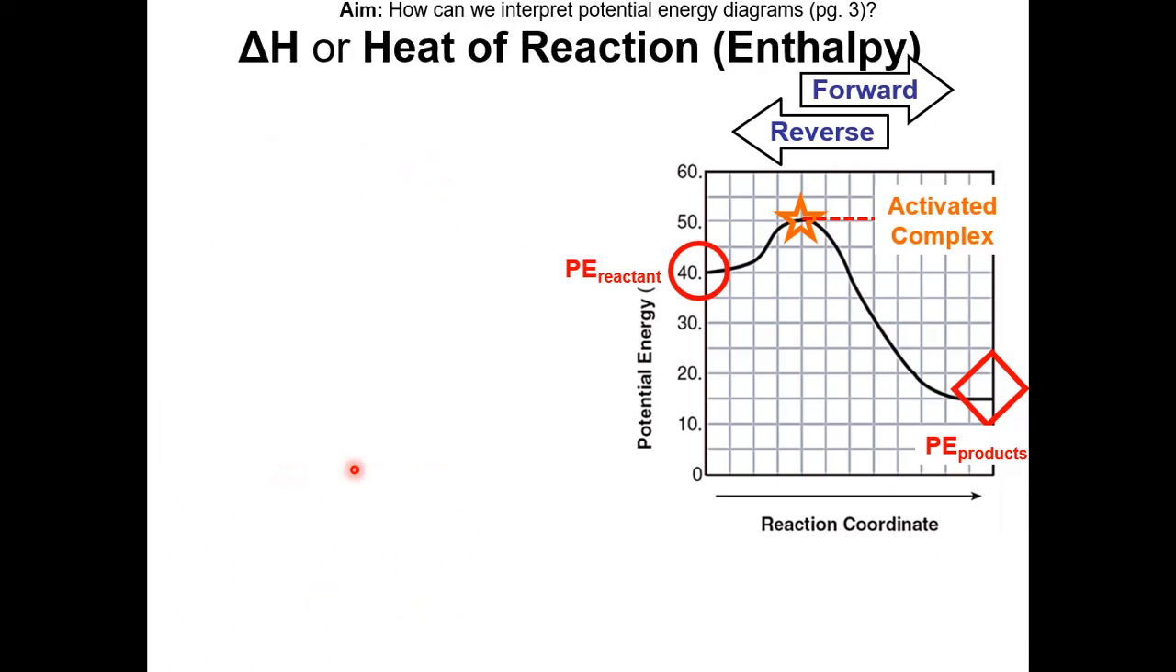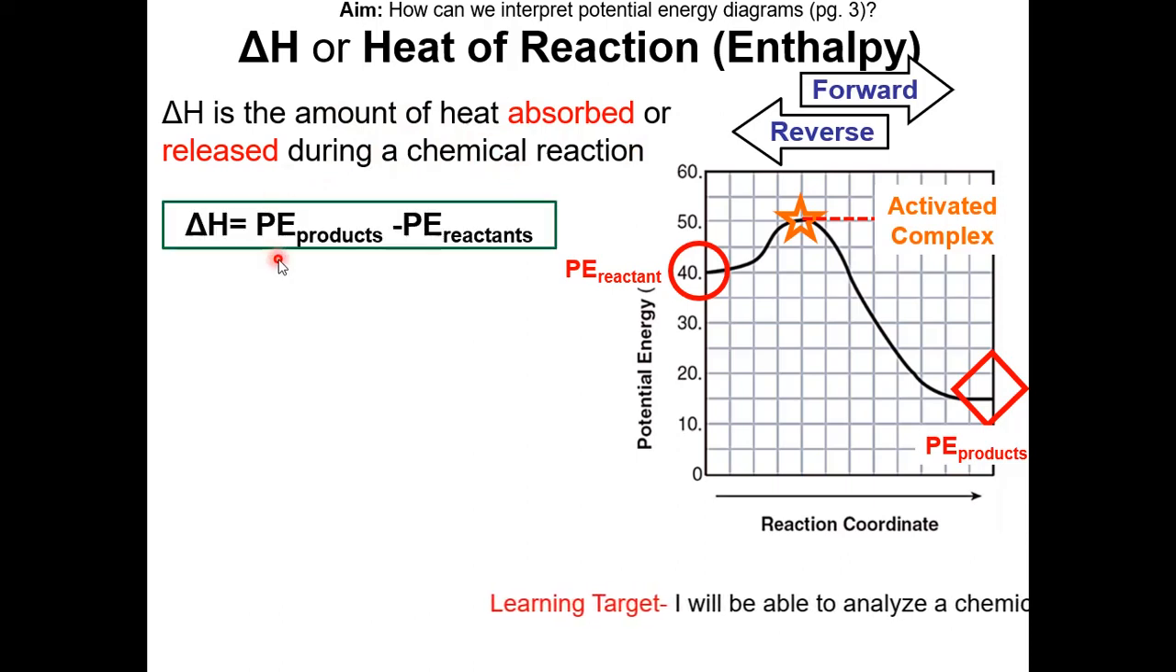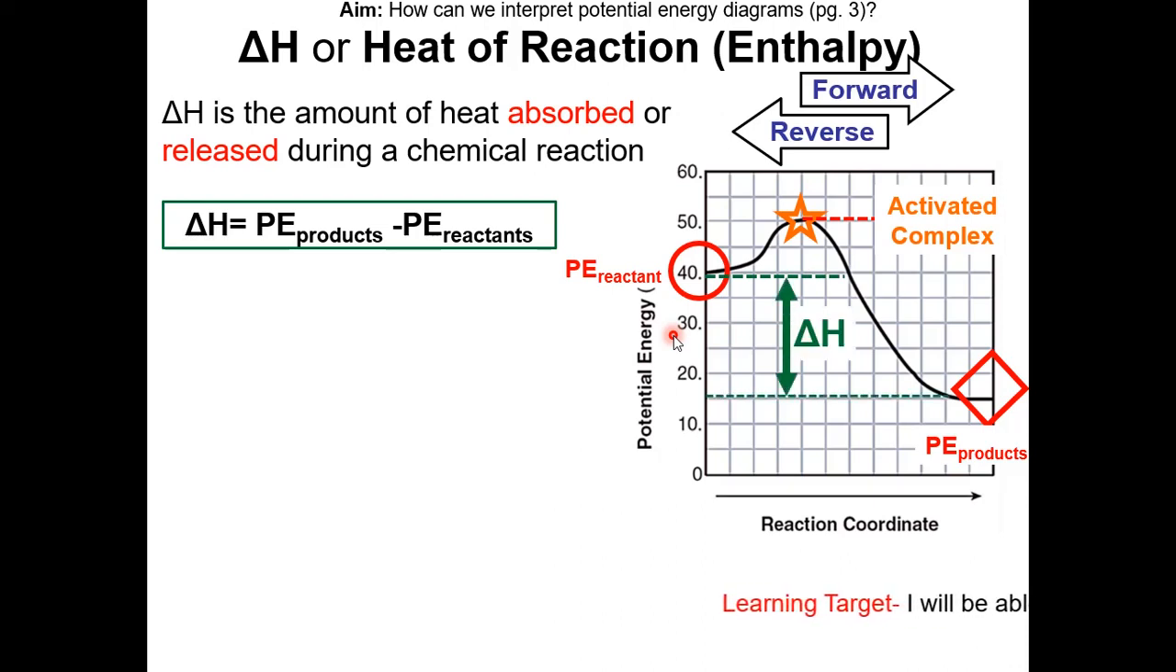Yes. Now we're going to identify the delta H, or the heat of reaction, enthalpy. Delta H is the amount of energy absorbed or released during a chemical reaction. Here's the equation on how to calculate delta H, or the heat of reaction. Delta H is equal to the potential energy of the products minus the potential energy of the reactants. Now we're going to label the delta H on the potential energy diagram. It is between the potential energy of the products and reactants.